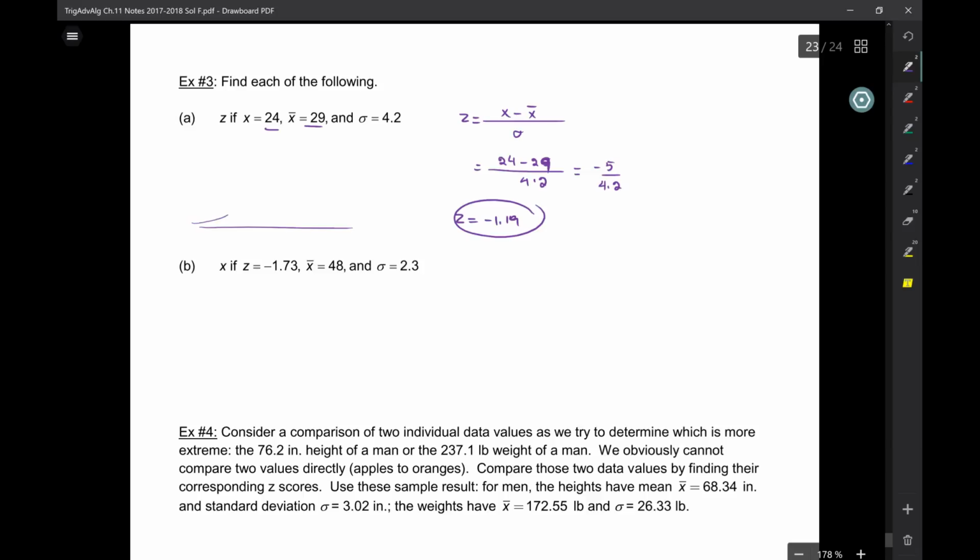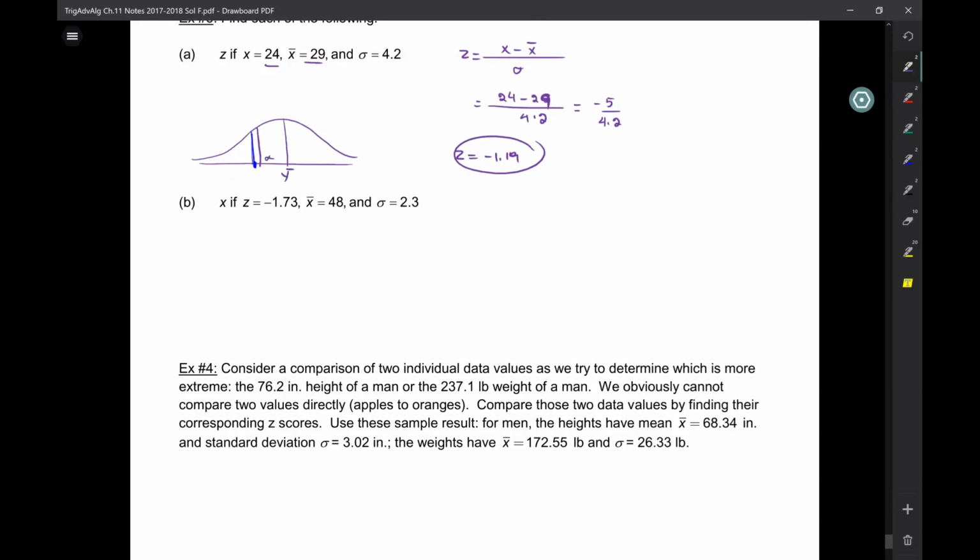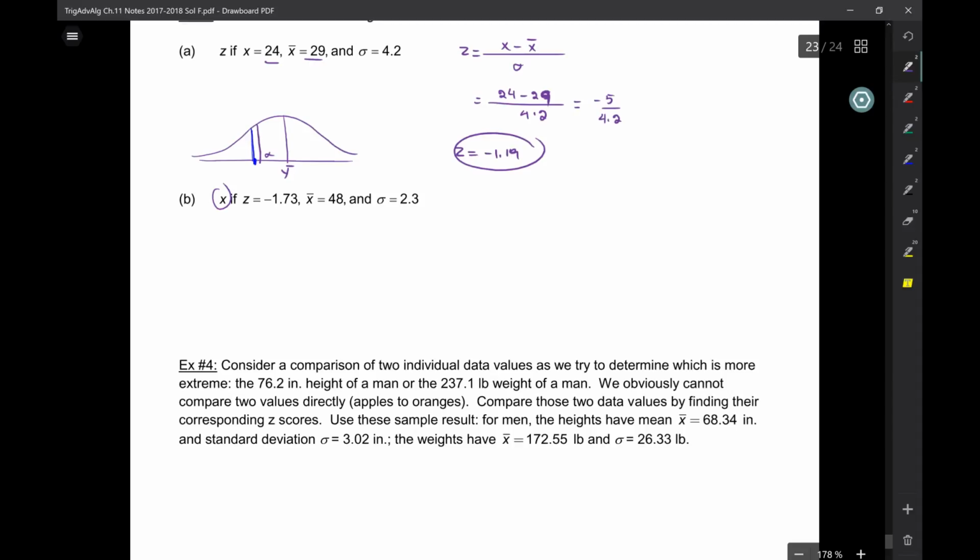So if this is the population, if that's the distribution, that's the mean. This is 1 standard deviation. If it's negative 1.19, it's a little bit past 1 standard deviation. Okay? On the left-hand side, on the negative. Okay, so if it's like height, somebody is a little bit shorter than the average. And now here we want x. So z is x minus x bar over sigma.